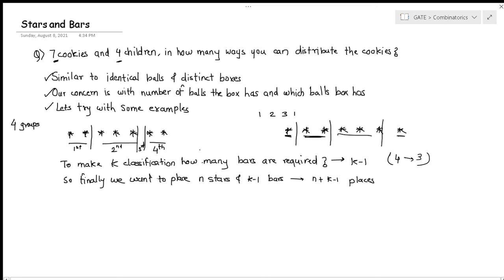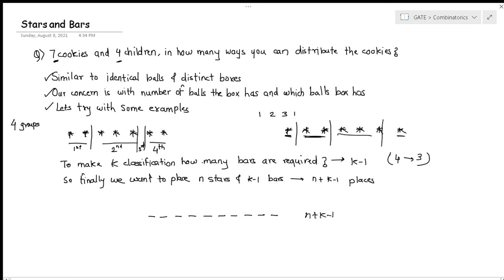So if I want to make k groups, I need to put k minus 1 bars. Finally, what we can say is that I want to separate the n stars, or n cookies, amongst the k children using the k minus 1 bars. So how can I do that? Simply take n plus k minus 1 places, like 1 2 3 4 5 6 7, 1 2 3. These three are for bars. So you have taken n plus k minus 1 places.